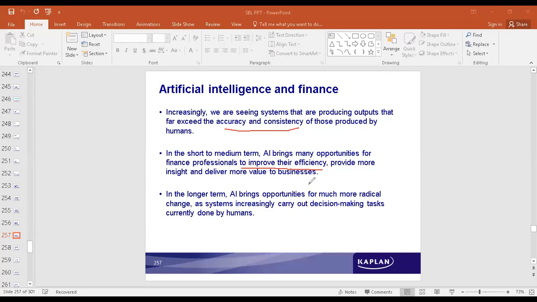That all is possible. In the longer term, AI brings opportunities for much more radical change as systems increasingly carry out decision making tasks currently done by human beings. So, the future, we have not yet reached there, where there are anticipations that machines may overtake the human beings also. So we have not yet reached that. I mean, that sounds scary also, on the other hand, that machines overtaking human beings, etc.